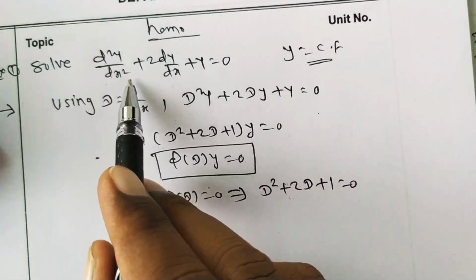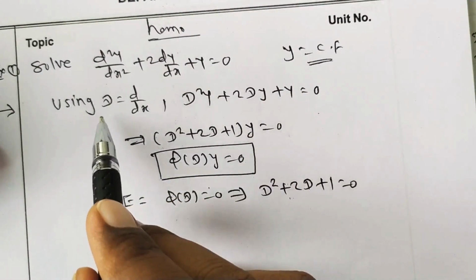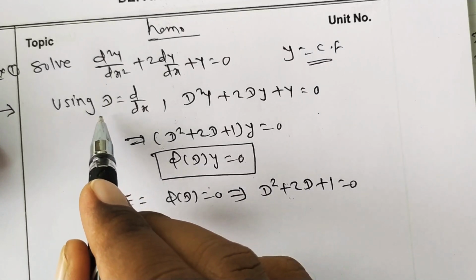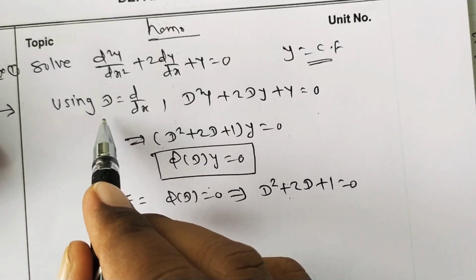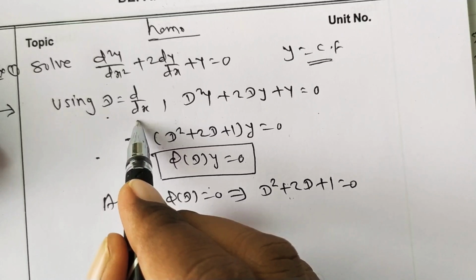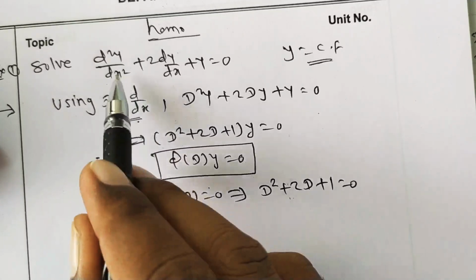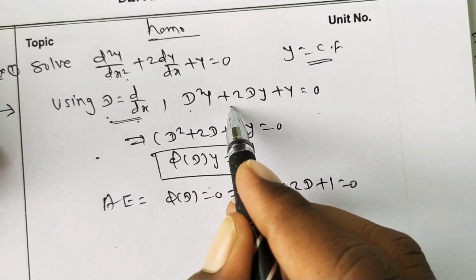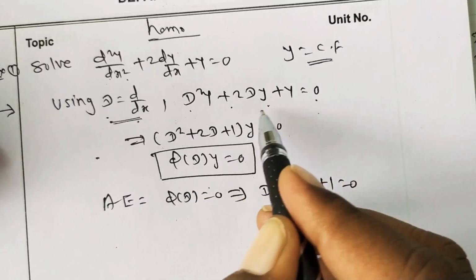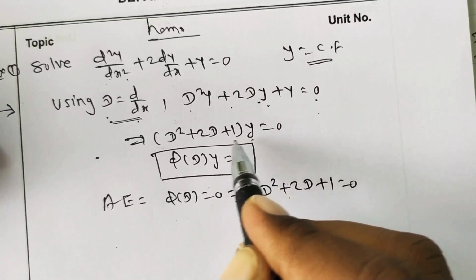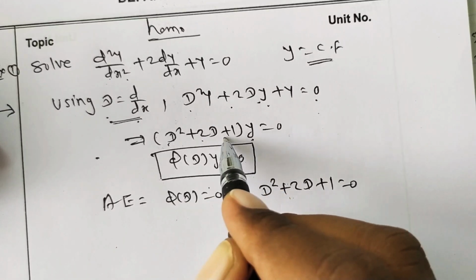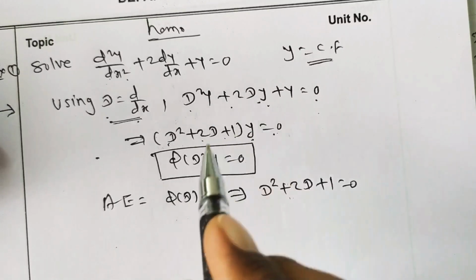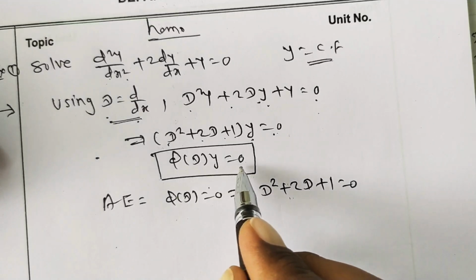So first, for solving such type of differential equation, we have to use differential operator capital D, and we know that capital D is d by dx. So using capital D is equal to d by dx, we can write this differential equation as D square y plus 2Dy plus y equal to 0. So from this we can take y common, then we will get D square plus 2D plus 1 into y equal to 0, that is phi of D into y equal to 0.